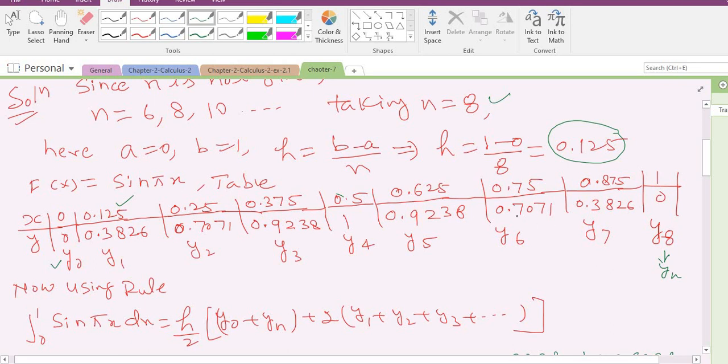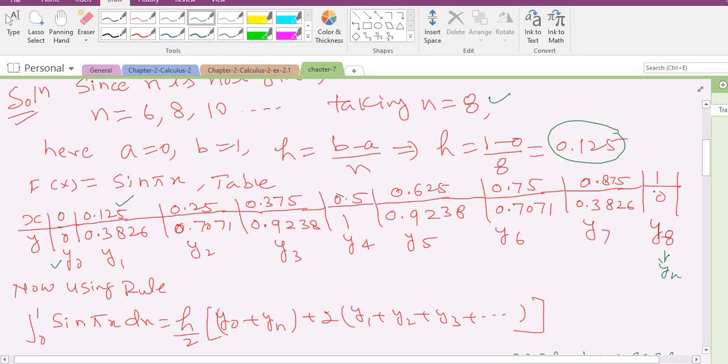When you fix it, it is coming 0.7071. Again you have to add this value plus h. So 0.75 plus h means 0.125, it is coming 0.875. At x is equal to 0.875 here, sine pi x means 0.875. Fix your calculator in terms of radian.